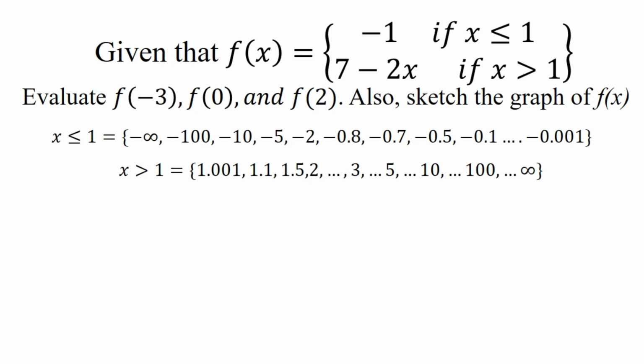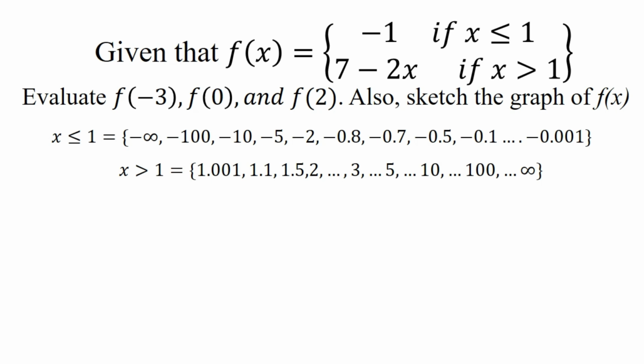Okay, let's take a look at this problem. We are given f of x equals minus 1, if and only if x is less than or equal to 1. I think we know the range for this case. For x less than or equal to 1, we are talking about the range of values that satisfy that, then we use minus 1. And at the same time, 7 minus 2x, that is if x is greater than 1.